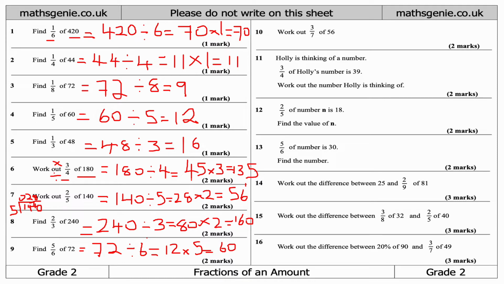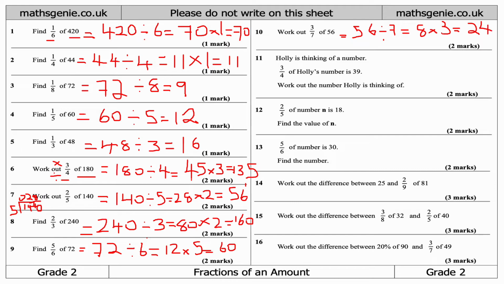Question number 10, work out 3/7 of 56. Well, I divide by the denominator and then times by the numerator. So 56 divided by 7 is equal to 8. And then 8 lots of 3, or 8 times 3, is equal to 24, guys.